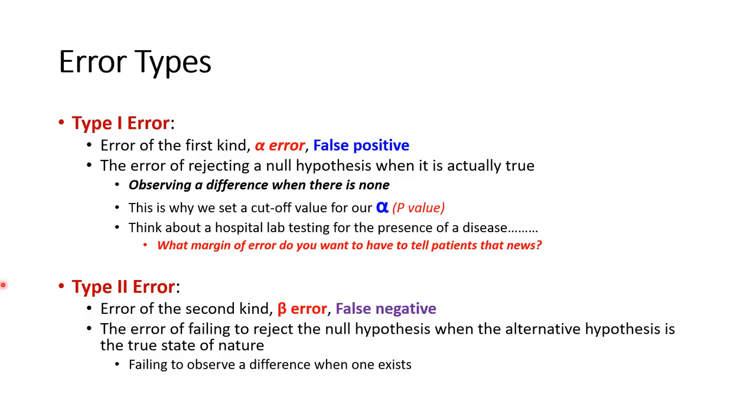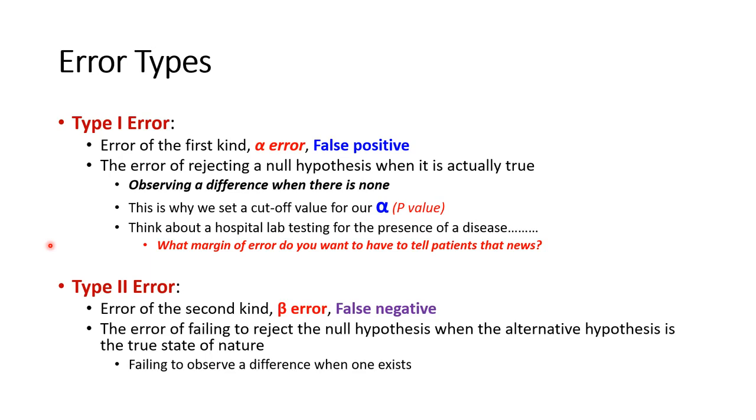Also remember that we need to keep in mind that there's a chance we're wrong, right? So there's type 1 and type 2 errors. Type 1 error is alpha error, or the false positive. This is the error of rejecting the null hypothesis when it's actually true. So we're going to say that there's maybe a difference between groups or that things are not equal when in actuality they are the same, right? So again, a false positive.